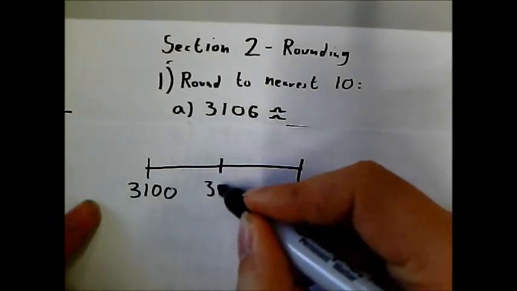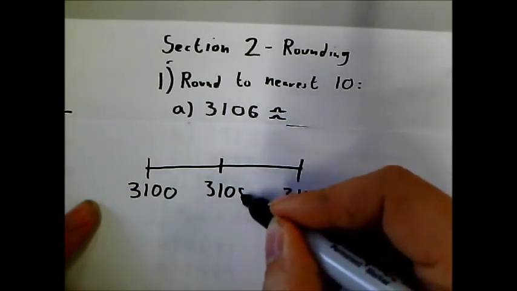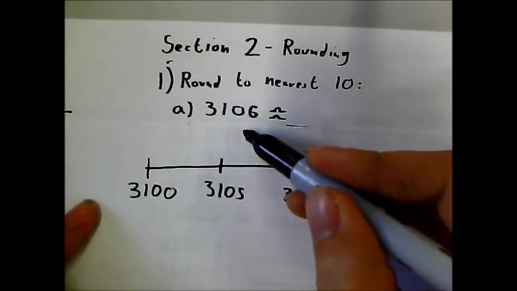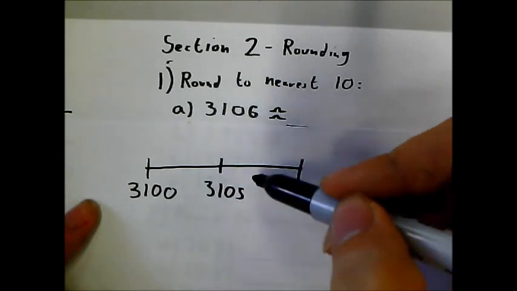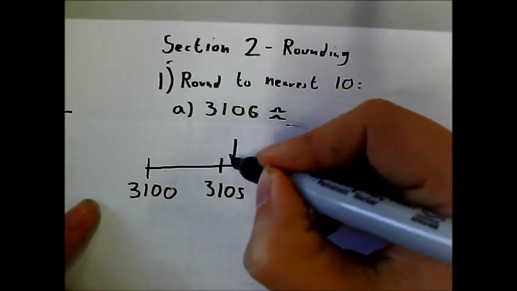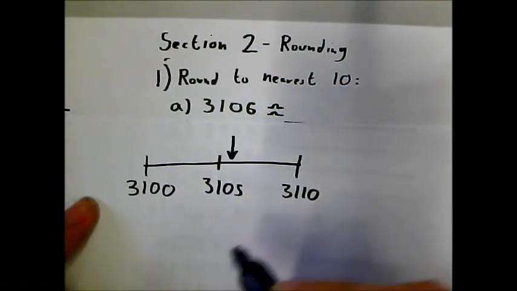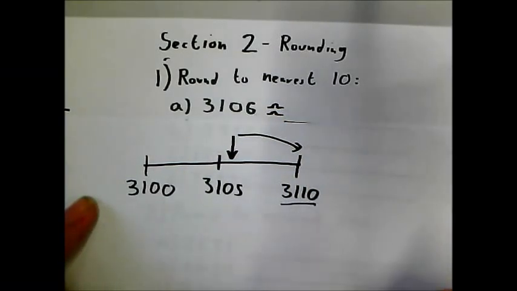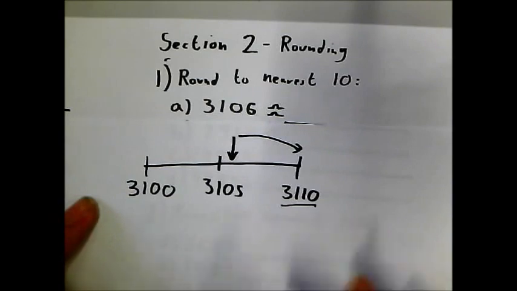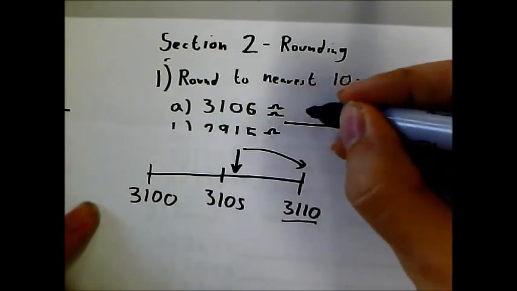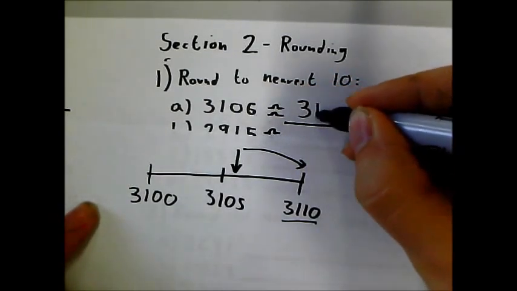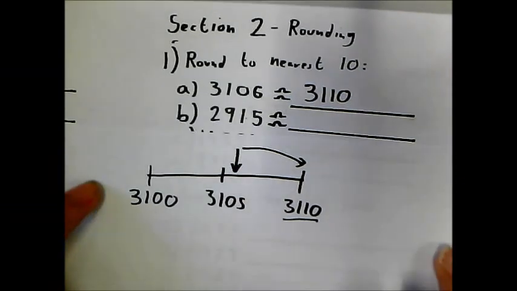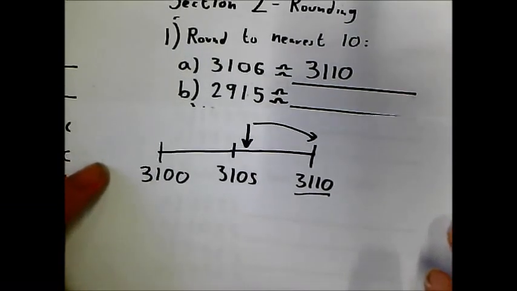If I look halfway between these numbers, halfway between both of these is 3,105. If I look at my number, I've got 3,106. That's going to be to the right of the halfway point. So it's closer to 3,110 than it is to 3,100. So it's approximately equal to 3,110. Let's use a number line for this one.